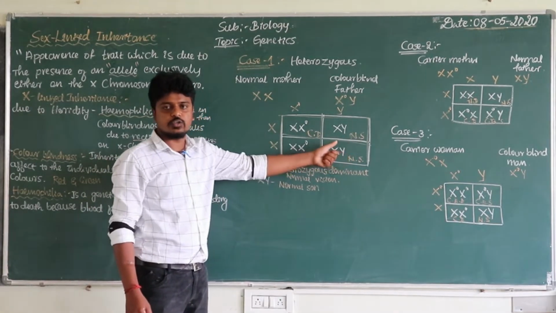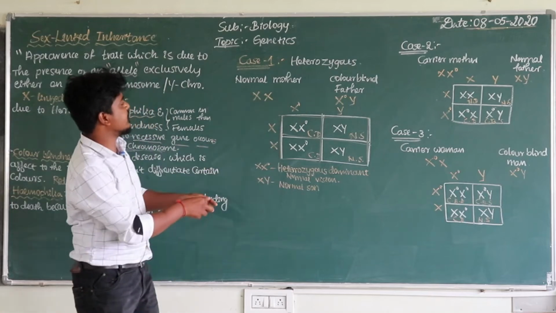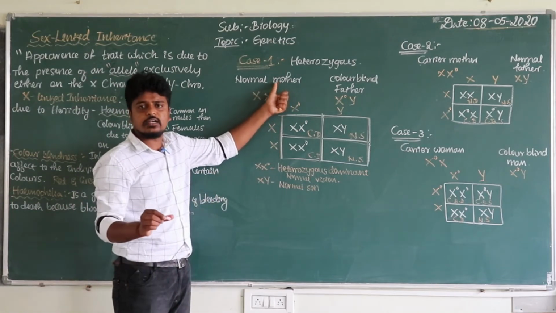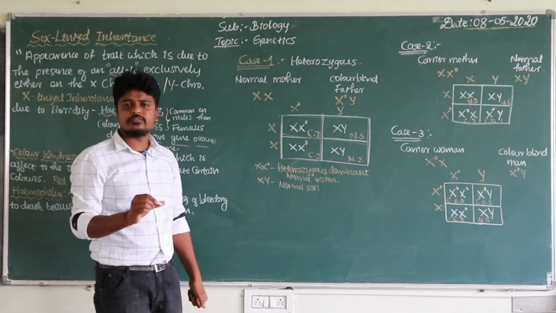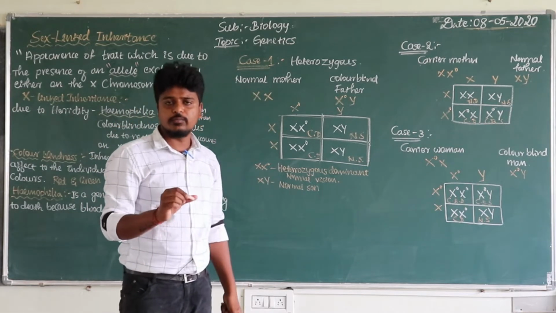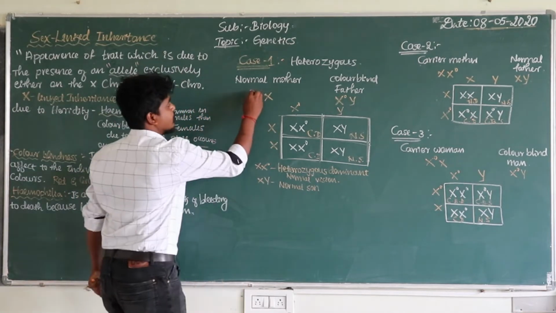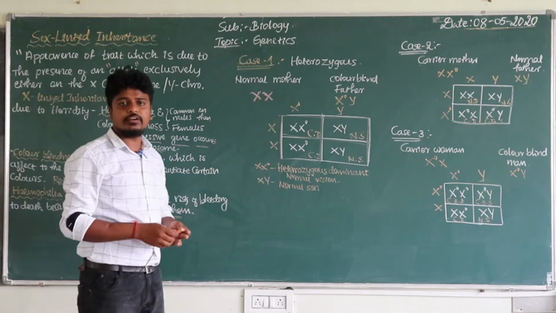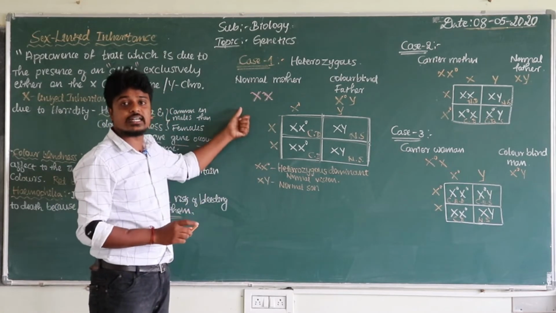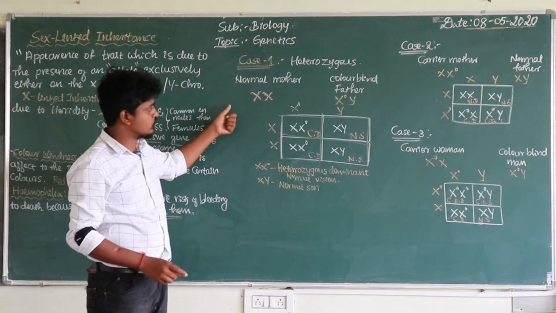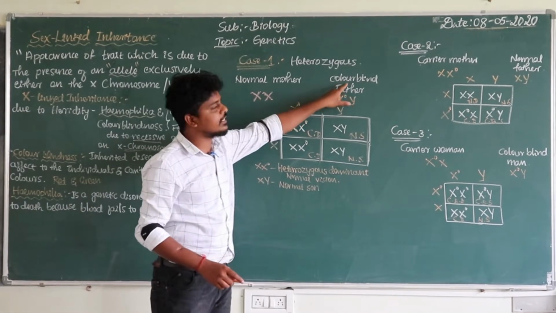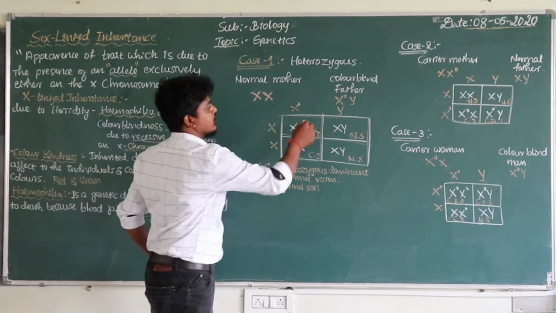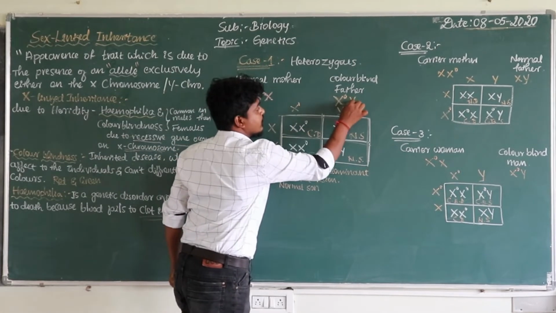Have you understood? Let's see, a normal mother means, as in all ladies from the baby girl to the grown woman, XX, two X chromosomes. Have you understood? And in the case of color blindness, the father will be denoted as XY.